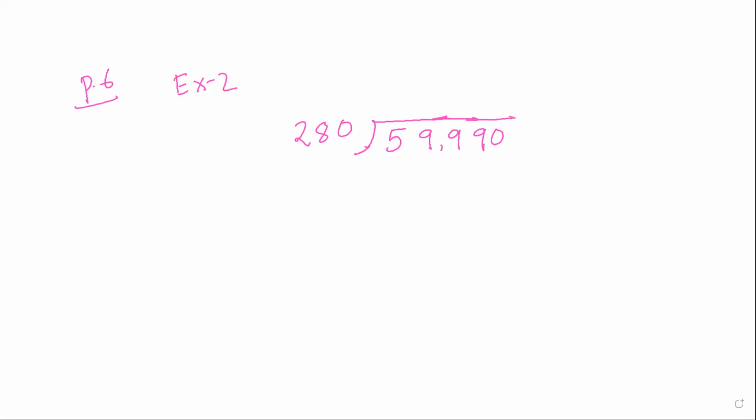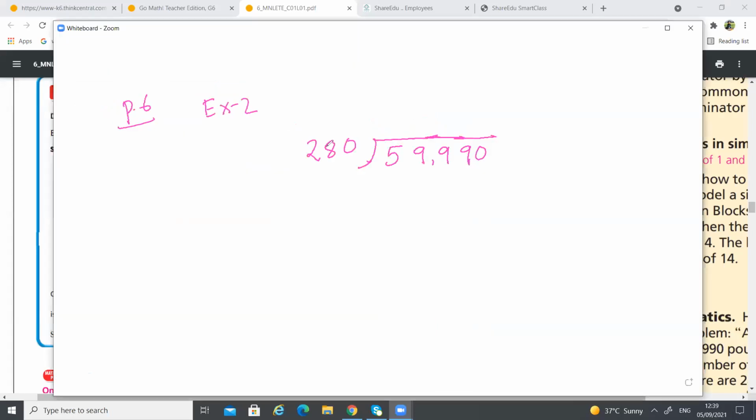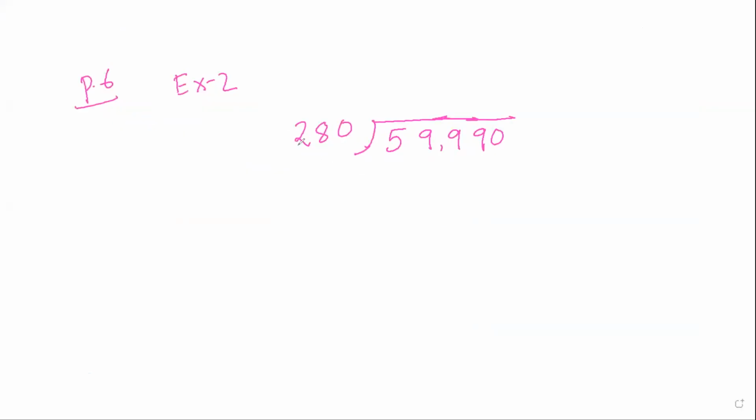First thing, what did I ask you? To check. To check 280. How many digits are there? 3. So I will check the 3 digits. This is smaller, and this is smaller. I'm happy.